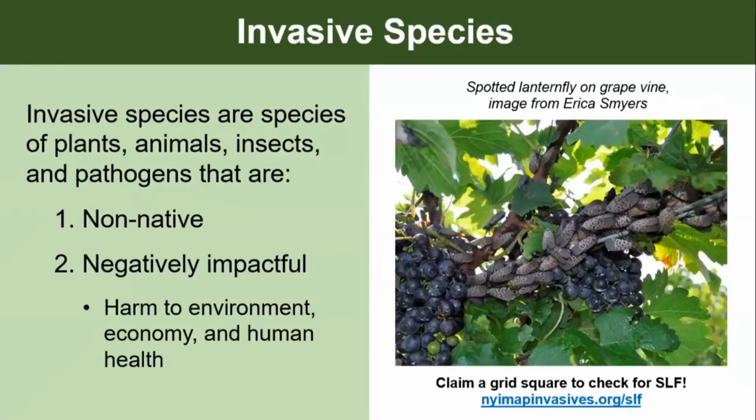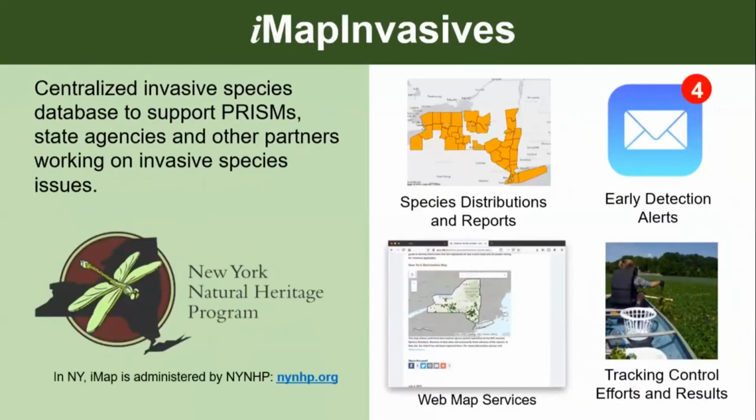And just to get everyone on the same page, invasive species are species of plants, animals, and insects, and pathogens that are, one, not native to the region, and two, have some sort of negative impact to the ecosystem, to human health, to the economy in the case of spotted lanternfly. And so iMapInvasives' role in that is serving as the centralized database for invasive species location information. So it's used by PRISMs, which are the partnerships for regional invasive species management, as well as state agencies, partners, the general public, volunteers, anyone working on invasive species issues in the state.